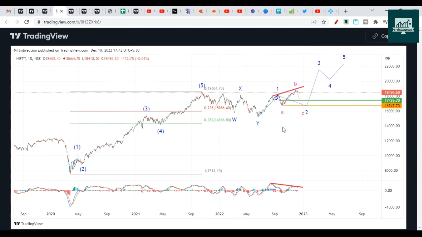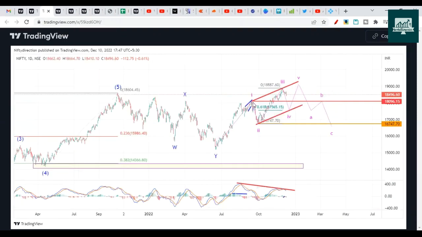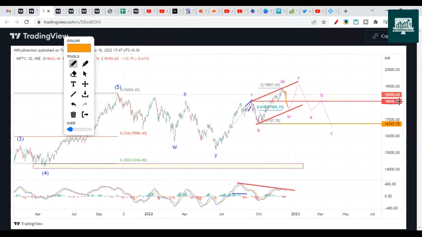So this is one of the ways that we can assume this can be an expanded flat correction. So this can be wave B as well. Another way to think is that it can be making a leading diagonal or 1-2-1-2 pattern. So in this, what will happen? Nifty has to drop down below this red line, which is 18,096, which you can say is the wave 1 stop.